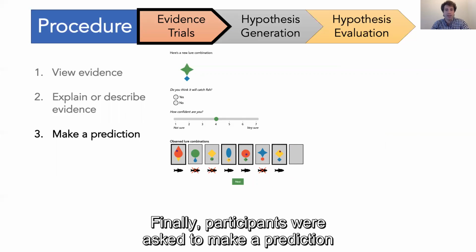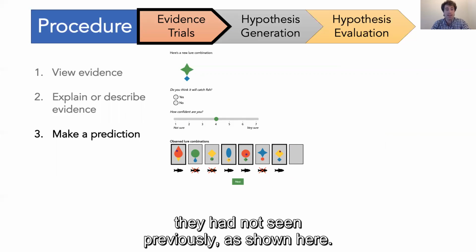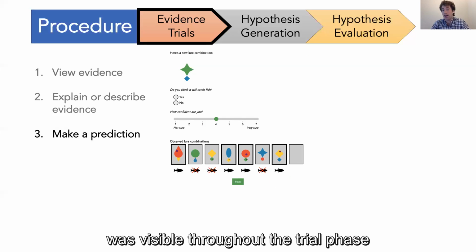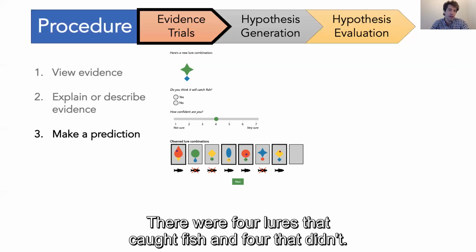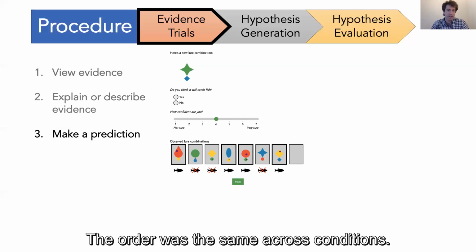Finally, participants were asked to make a prediction about a new fishing lure combination they had not seen previously, as shown here. So evidence from previous trials was visible throughout the trial phase and accumulated as participants went along. There were 4 lures that caught fish and 4 that didn't. The order was the same across conditions.